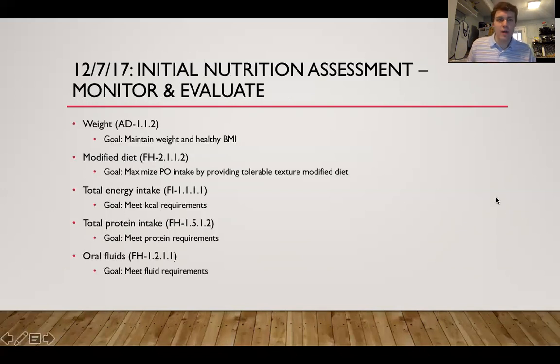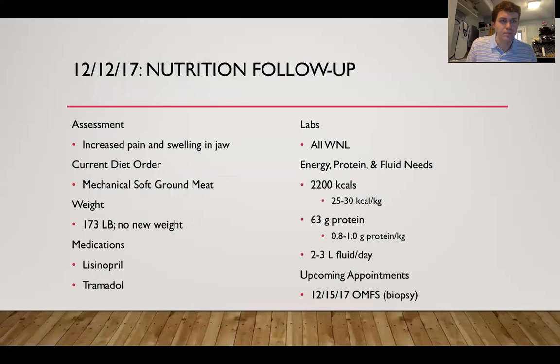And the things I was going to monitor and evaluate over the course of his care was his weight. I wanted him to maintain weight and a healthy BMI. We suspected that it was cancer at this point in time, but we didn't know. But I just wanted to make sure he wasn't losing any weight in case he was going to have surgery or undergo some kind of treatment. I'm going to monitor his modified diet. I want him to maximize his oral intake by providing a diet that's tolerable and that he's able to eat. I want to meet energy, protein, and fluid goals. So those are the 5 things that I primarily monitored and evaluated.